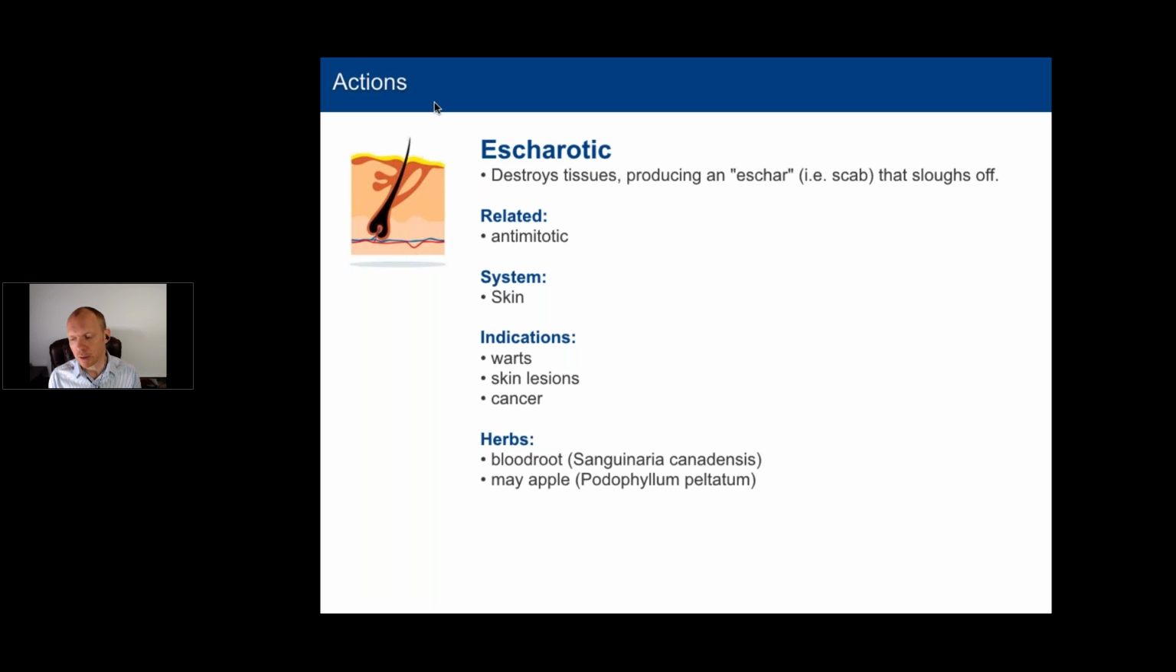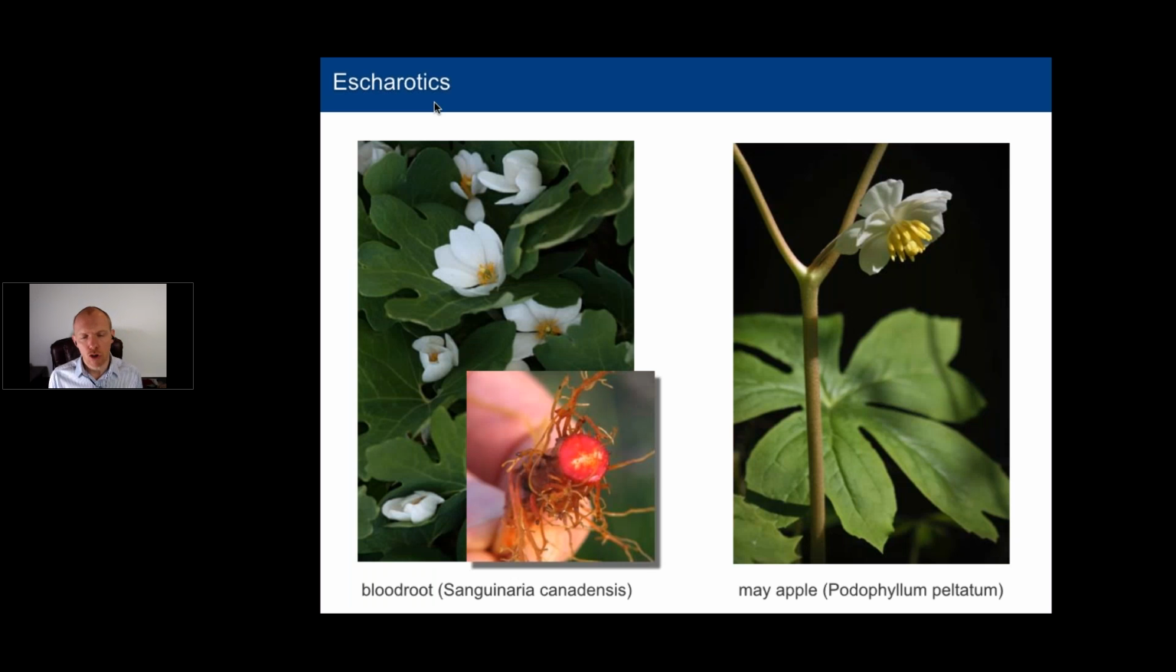When I worked at Parkdale Community Health Center in Toronto, I worked there for about 10 years and then just stopped a couple of years ago. One of the nurse practitioners always had troubles with one or two patients with their warts, and they would always refer them over to us. And two of the herbs that are great Escharotic herbs are bloodroot and mayapple.